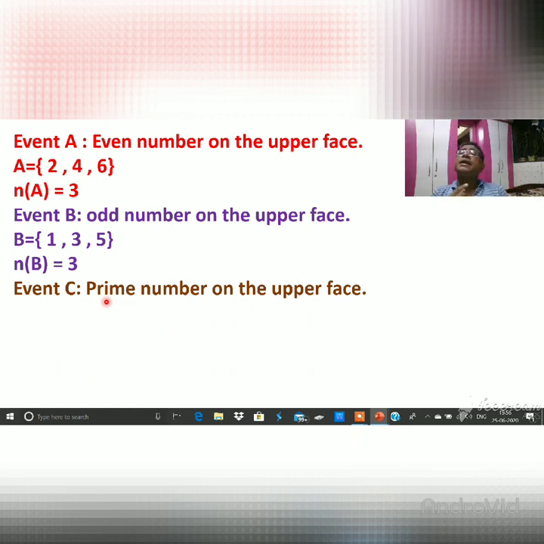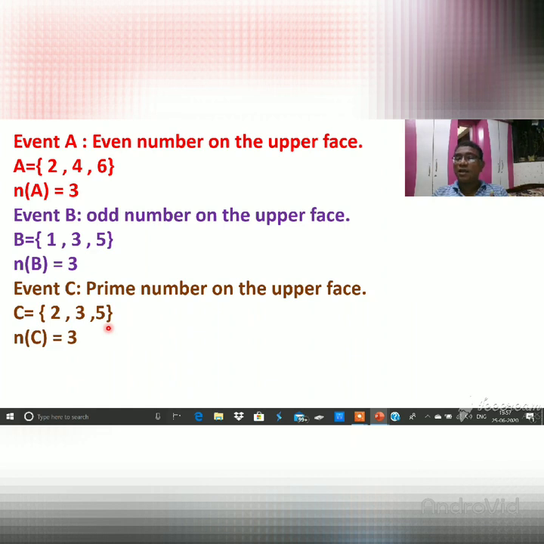Remember, 95% of students write in the exam, when there is such a question, prime number on the upper face, they start from 1. So don't make that silly mistake. 1 is not a prime number. 1 is neither prime nor composite. Remember. So here the prime numbers are 2, 3 and 5. So C is the prime numbers 2, 3 and 5. So n(C) is equal to 3.